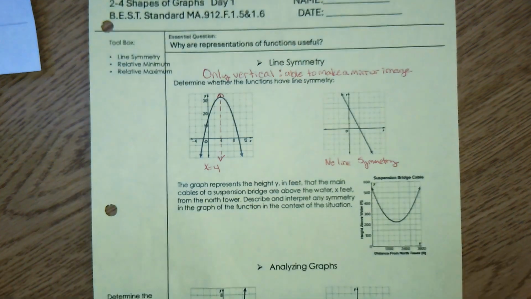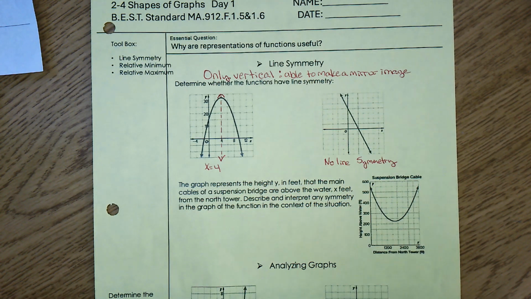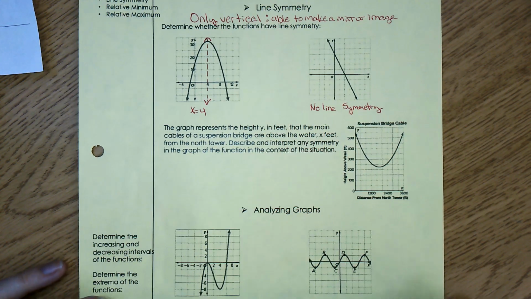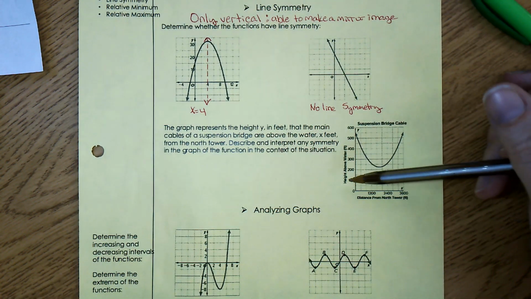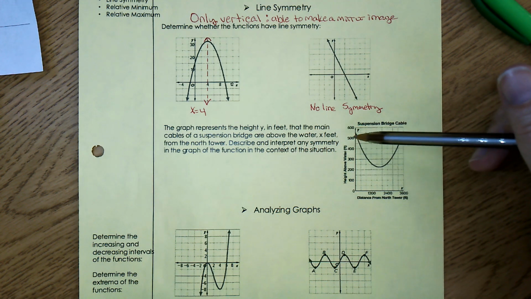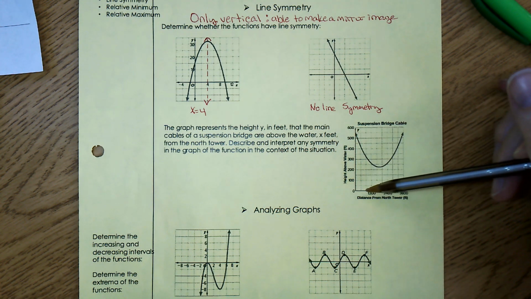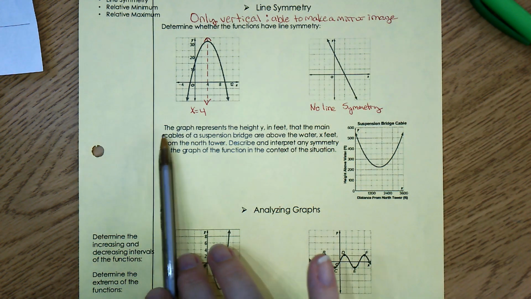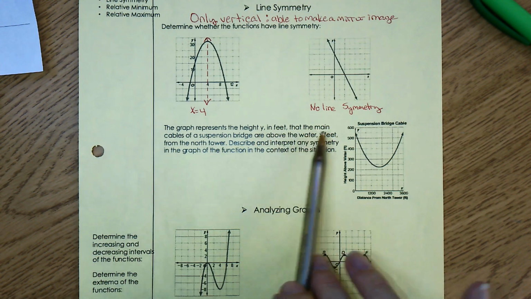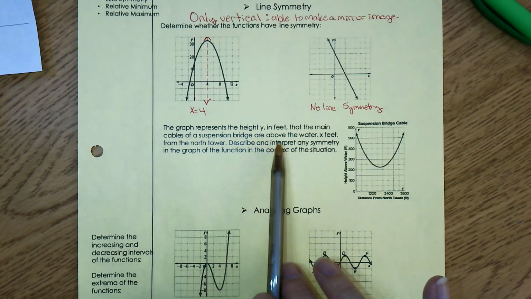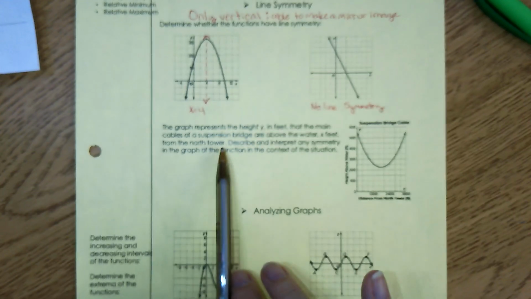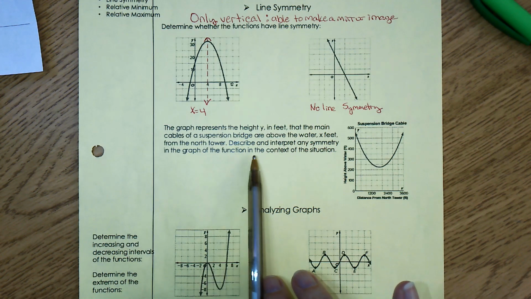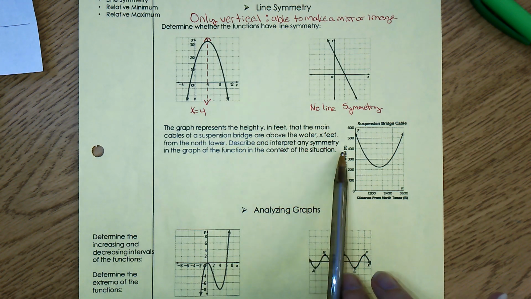We like to look at lines of symmetry to see if things are balanced, like in real life. So let's check out suspension bridge cables. We have the height above the water in feet of the suspension bridge cable over the distance from the north tower in feet. The graph represents the height y in feet of the main cables of a suspension bridge above the water, x feet from the north tower. Describe and interpret any symmetry in the graph of the function in the context of the situation.